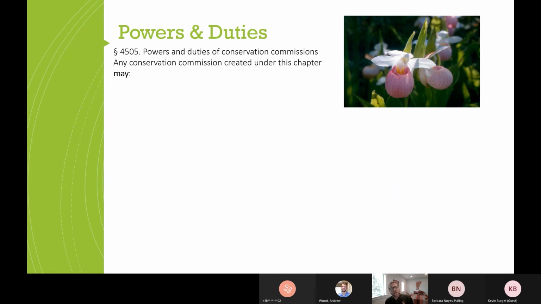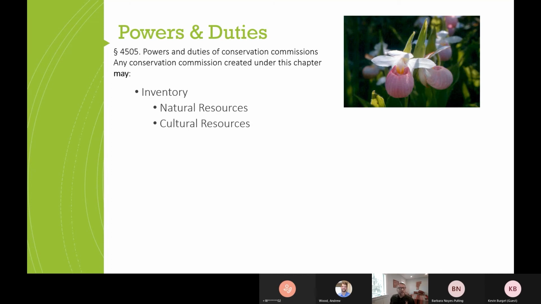Okay, so let's turn our attention now to the powers and duties of a CC. What's actually in statute? What are CCs allowed to do? And the first, maybe the most important word in the legal mumbo jumbo that I'm about to share with you is this word may. Any conservation commission created under this chapter may. It doesn't say should, it says may. So that allows for a huge range of activities, but doesn't allow for a particular set of power within the context of the municipal government.